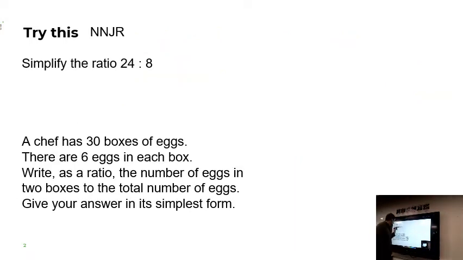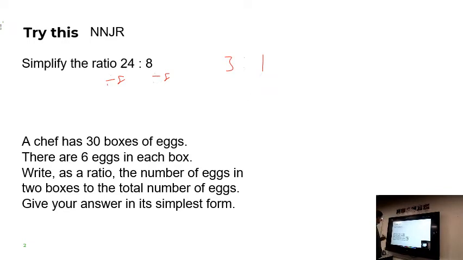Okay, so we've already simplified this ratio. Both sides are going to be whole numbers, and also the highest common factor should be 1. So here we can divide both sides by 8. Okay, so we have 3.